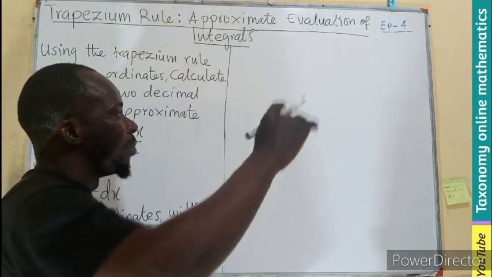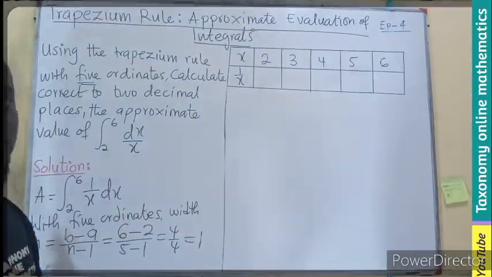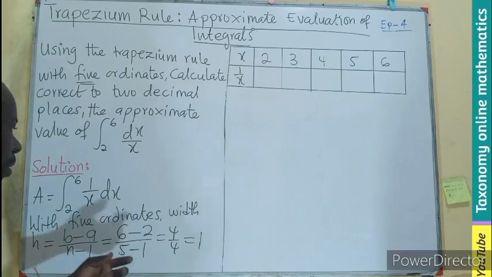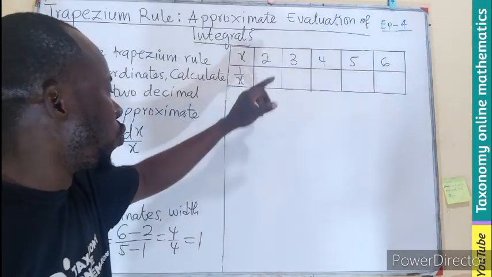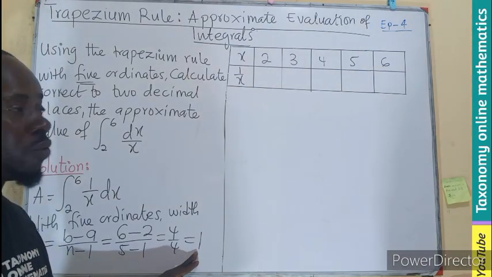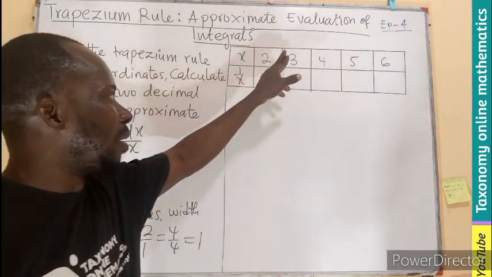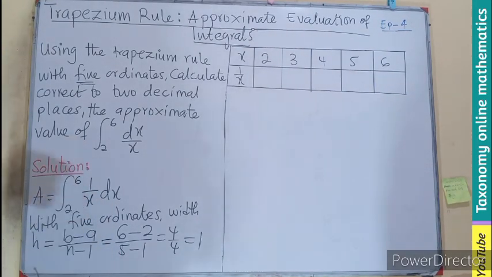So let's generate a table and put that into practice. The table is going to be in this form. Remember, we are beginning from the lower limit, which is 2. Then we add the width of the trapezium to it. So plus 1, plus 1, plus 1, until we get to our upper limit, and the upper limit is 6.